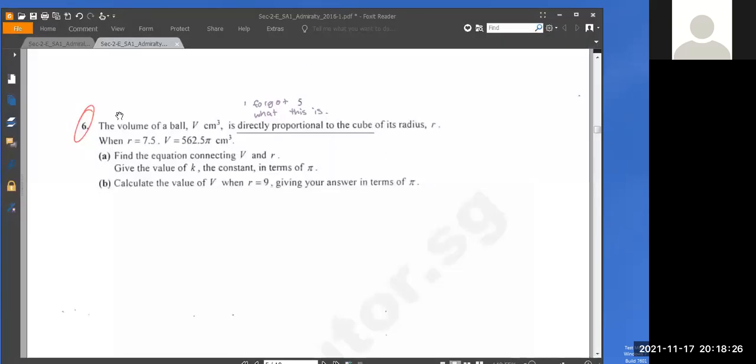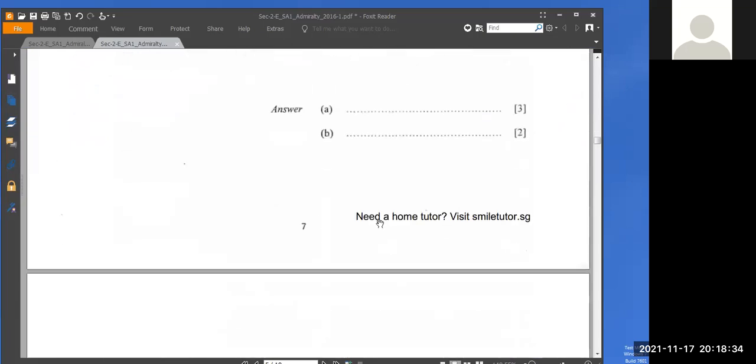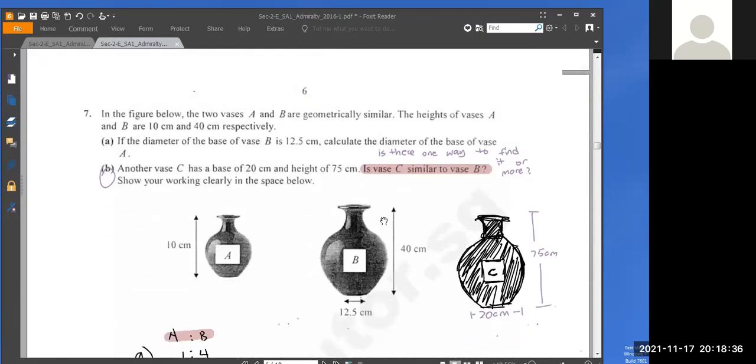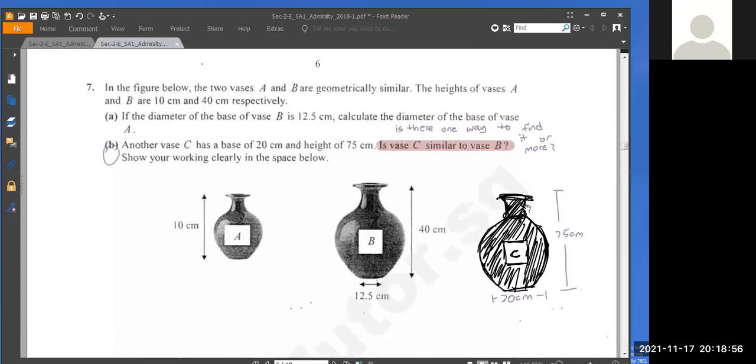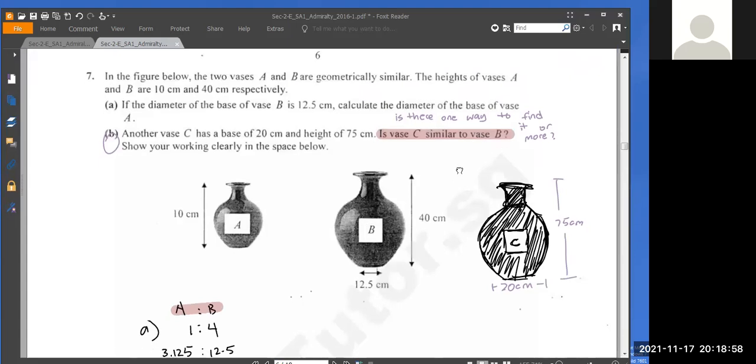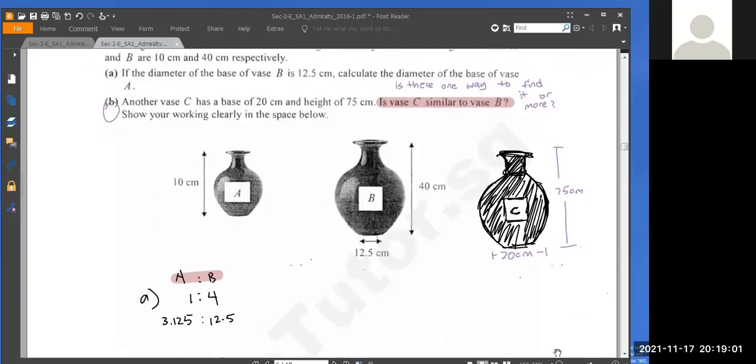We have just finished this question, direct proportional. Next, question 7. Is there one way to find it or more? Well, your drawing is very good, but for this question, you need to make use of the concept of similarity property. Over here, the word similar. So the answer is yes.